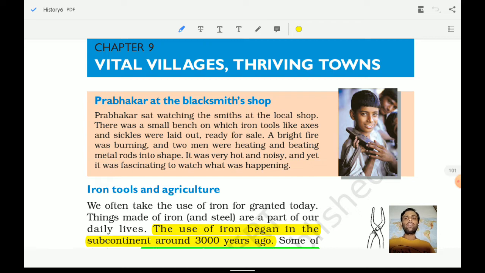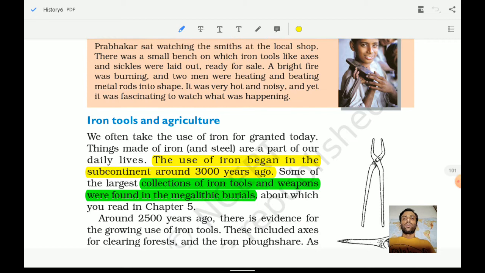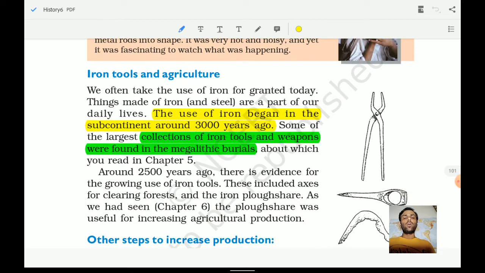In this chapter we will understand the role of villages and how the towns were thriving in that time, and what played an important role in the development of the villages as well as the towns. So iron tools, and what was the role of agriculture, and how iron tools played an important role in the development of agriculture. Okay. The use of iron began in the subcontinent around 3000 years ago, and collections of iron tools and weapons were found in the megalithic burials.